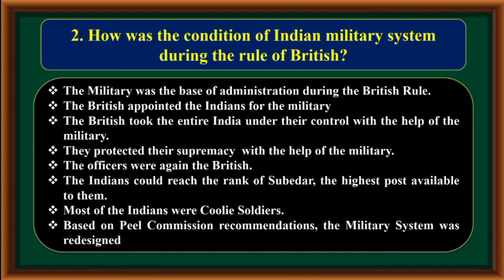The Indians could reach the rank of Subedar, the highest post available to them. Most of the Indians were coolie soldiers. Based on Peel Commission recommendations, the military system was redesigned.